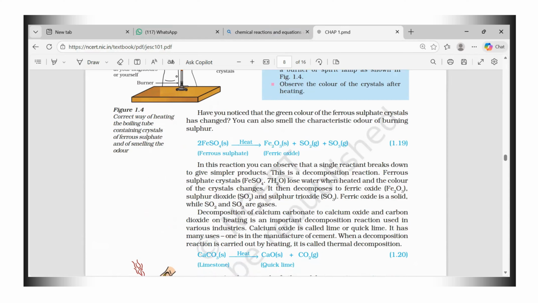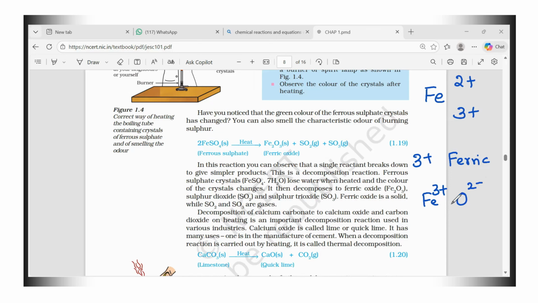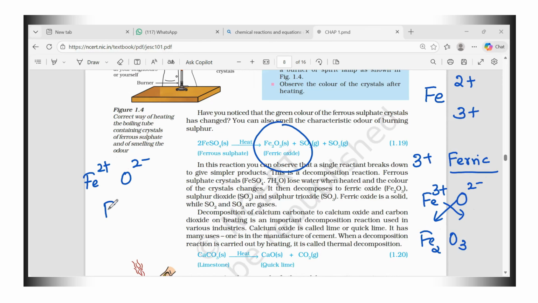Now, don't forget about this ferric and ferrous. Iron has 2 valencies. 2 plus is also there, 3 plus is also there. If it is 3 plus, it is called ferric. So Fe3+ reacting with O2- will give us Fe2O3. So what is this oxide? Ferric oxide. Whereas if it is Fe2+ reacting with O2-, it will give FeO. This is ferrous oxide. Ferrous oxide.